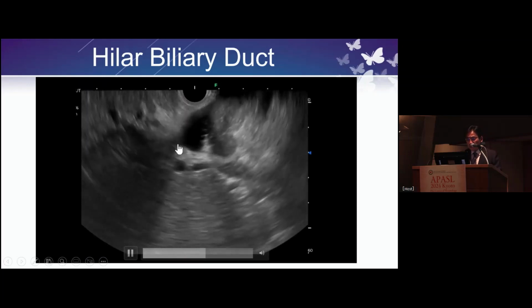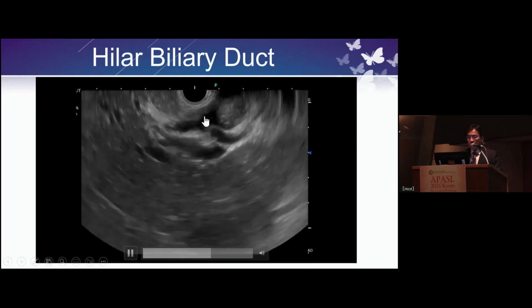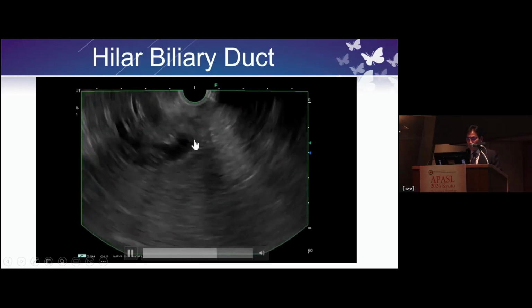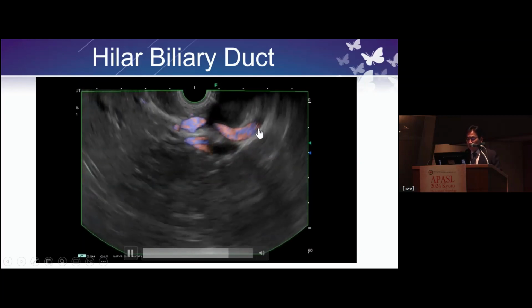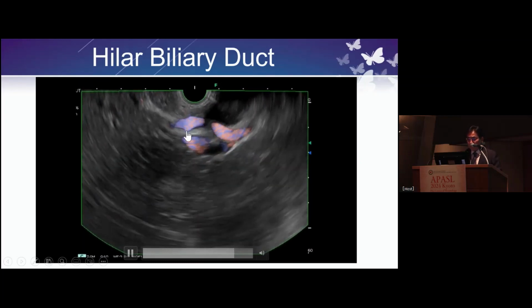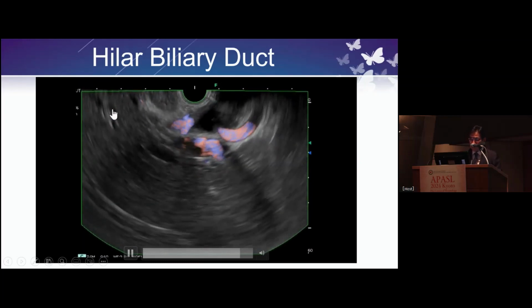This is posterior. This is anterior. Can you see? Anterior, posterior, the left. Portal vein, right hepatic artery, and the posterior artery and the anterior artery.